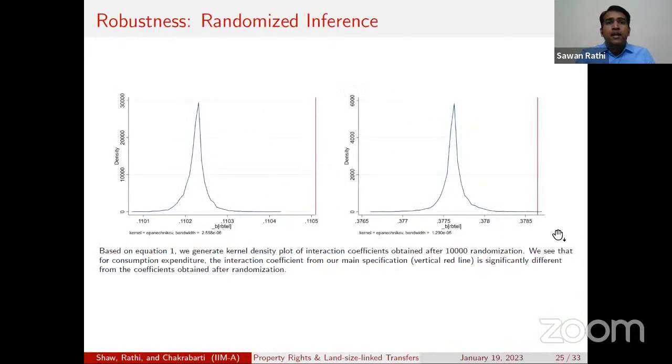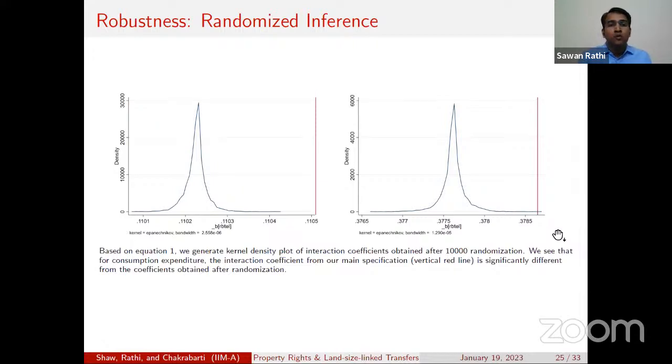Next slide. Finally, we also do randomized inference, which is another technique to basically say whether it is just happening by luck or chance. So what we do is, we have households in the treatment, we also have the households in the control group. We randomize it, and we generate 10,000 such randomized samples and run the same specification 10,000 times. And what you are seeing on the left side is the consumption expenditure value, the interaction coefficients that you would get. And the red vertical line is the actual coefficient that we receive.